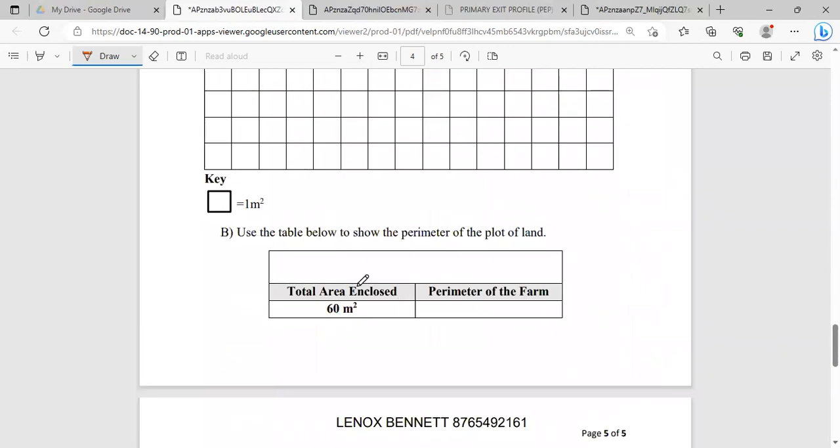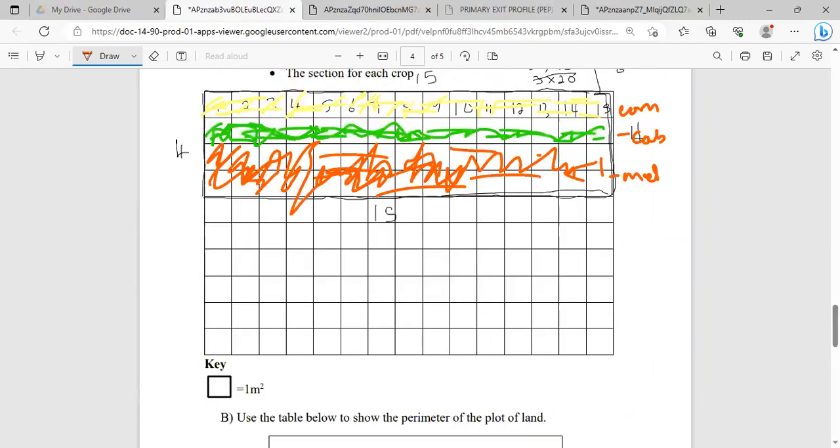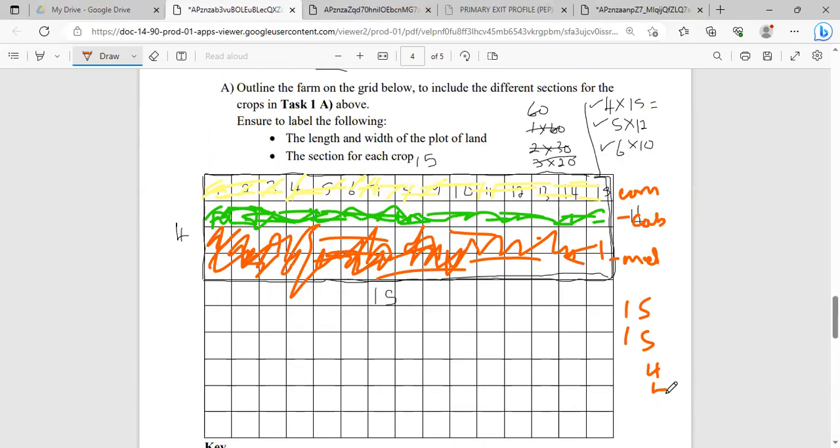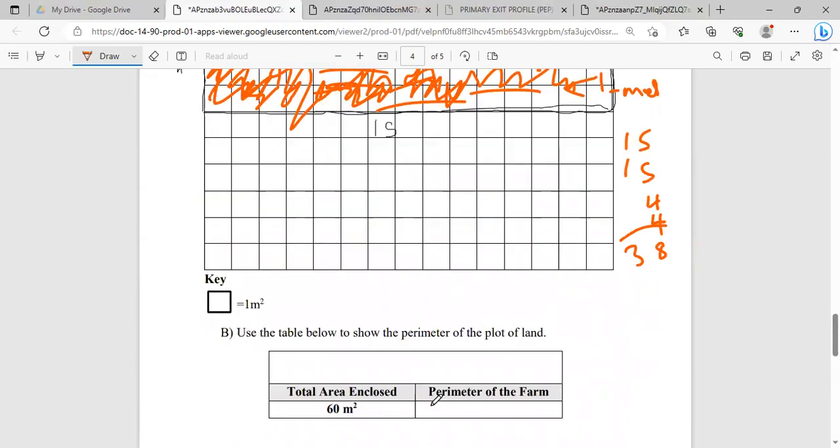All right, he said use the table below to show the perimeter of the plot of land. So basically, we are required to show the perimeter. We actually had calculated it already. Now the perimeter means the total distance around. So it's going to be 15 plus 15 and then 4 plus 4, which works out to 38. So for the perimeter, it works out to 38 meters. Notice I don't have a square on it because it's length. It's the total length. If you should walk around the entire building, it's 38 meters.